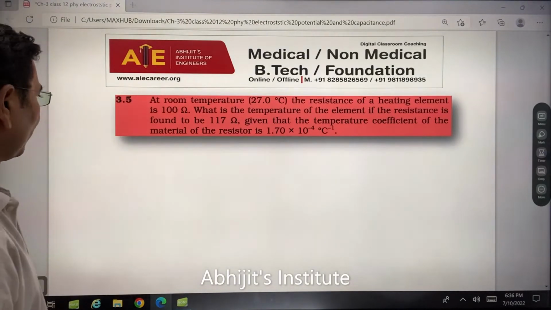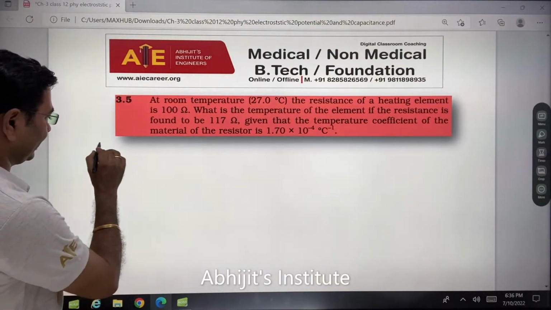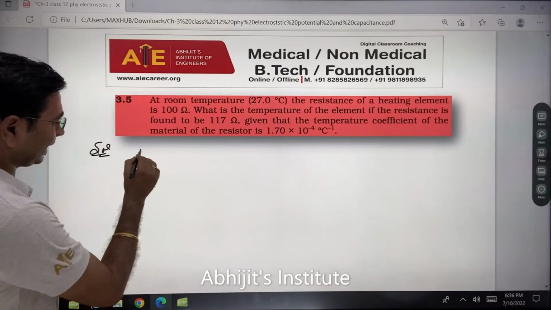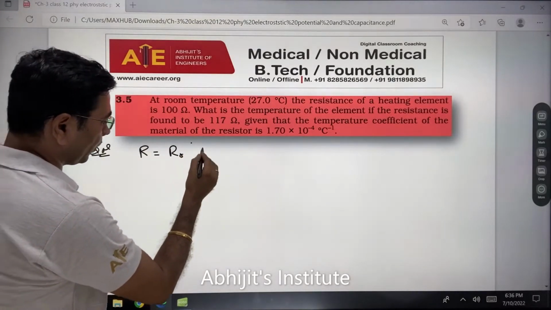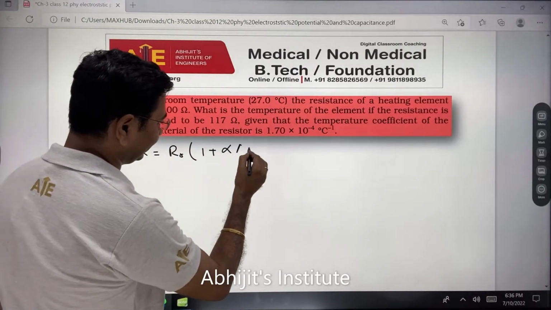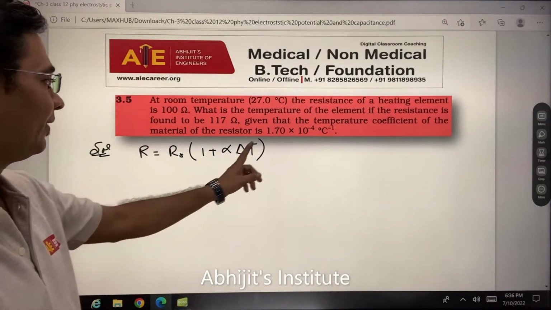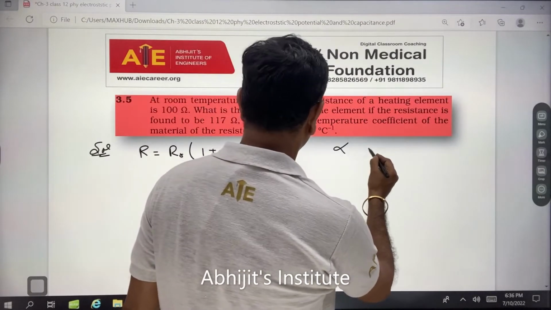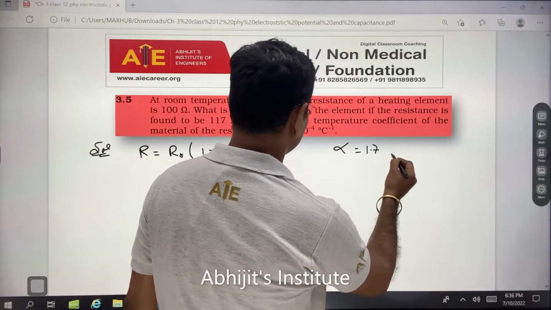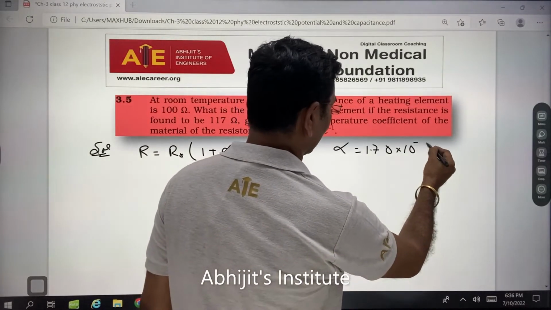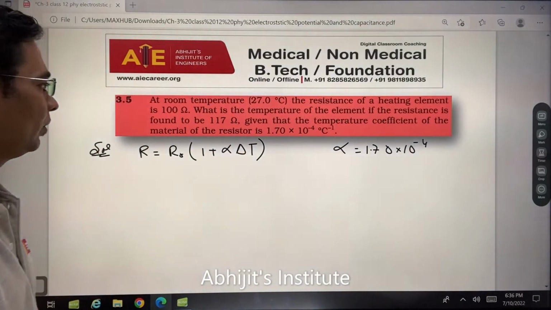Very nice. So there is one formula for the resistance, and what is it? R is equal to R naught into 1 plus alpha del T. So this is the formula. Del T is the change in temperature. Alpha is given to you. Alpha is 1.70 into 10 to the power minus 4. You need to write down per degree centigrade.